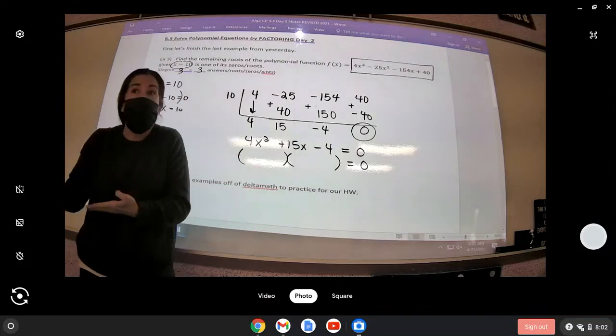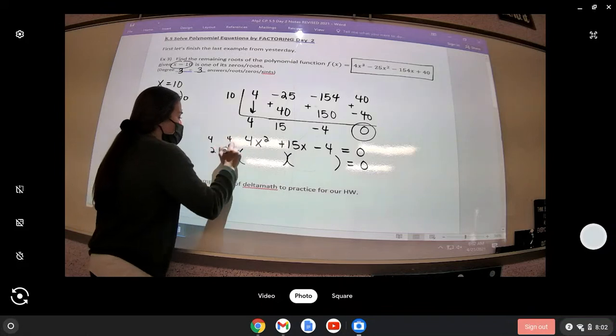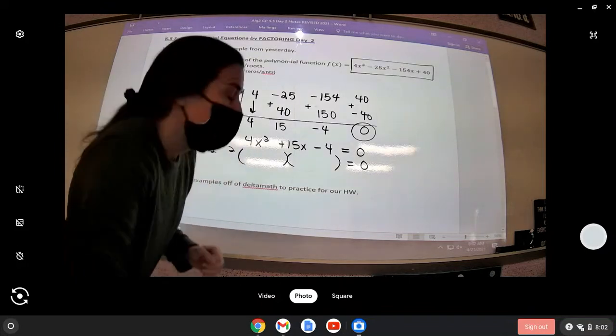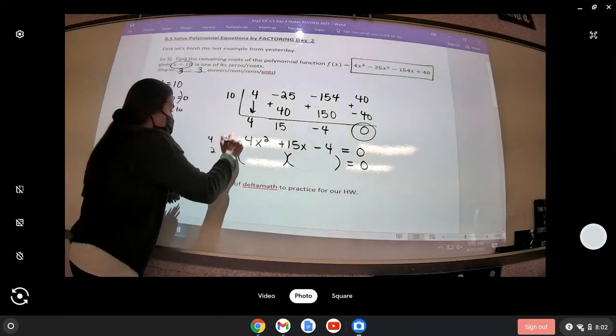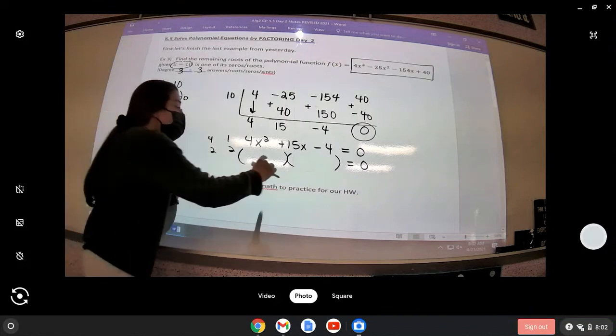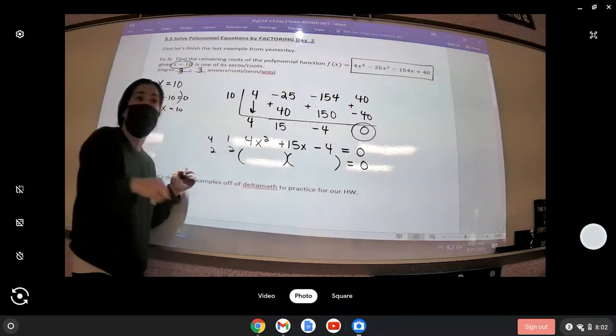Maybe it's 2x and 2x. So you have to leave yourself options. It could have been a 4x and a 1x, or a 2x and a 2x. And then when I go to put numbers in the back, whatever numbers go here have to multiply to -4.